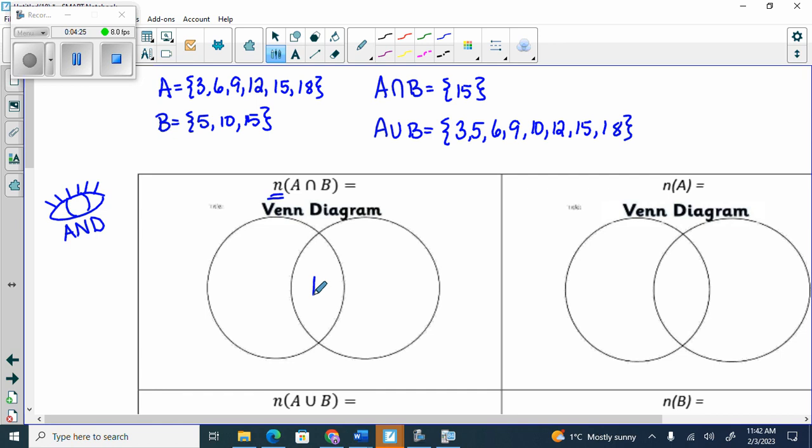Okay? How many are in A and B? There's 1, right? So I go to A and B, and I can put a 1. You always have to start with the overlap first, just so you know, because it's going to include what's already in A and B. So we're going to move to the next one.